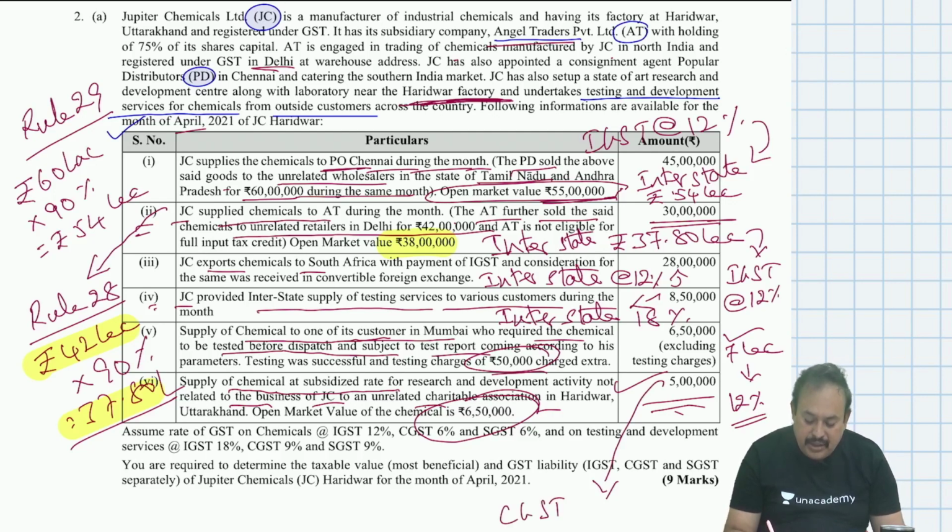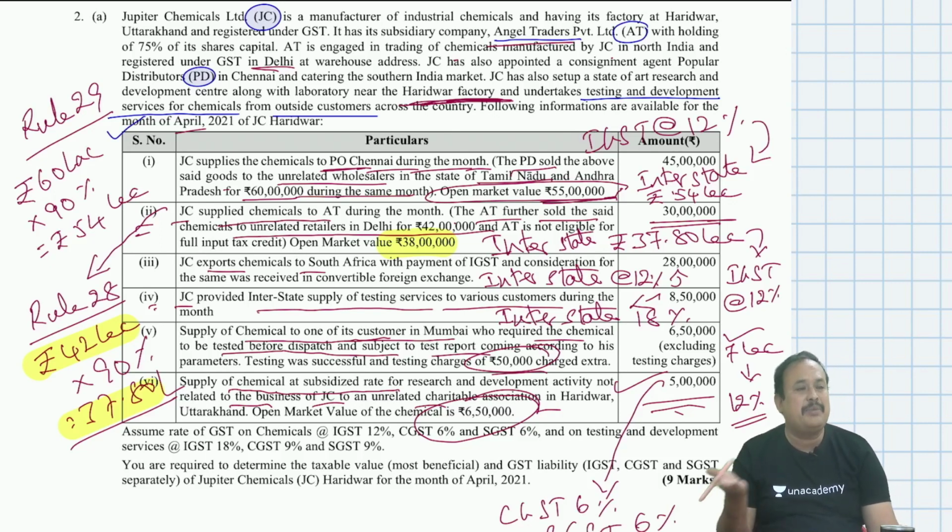CGST 6%, SGST 6%, because it is intrastate supply of chemicals. That's why. Supply of services here alone, 18% GST. 8,50,000, 18% interstate supply GST. That's it, my dear friends.